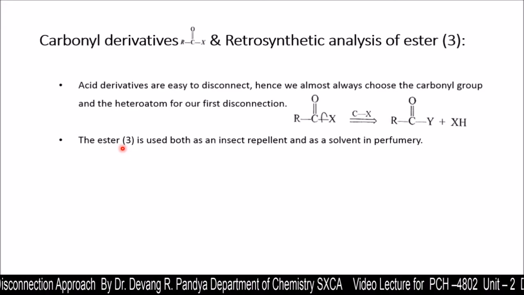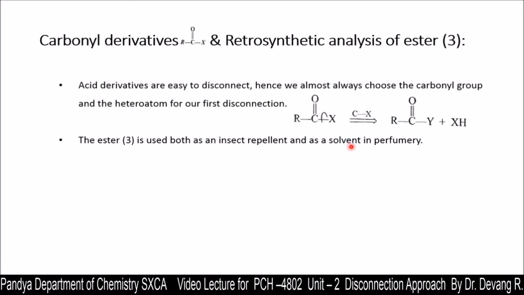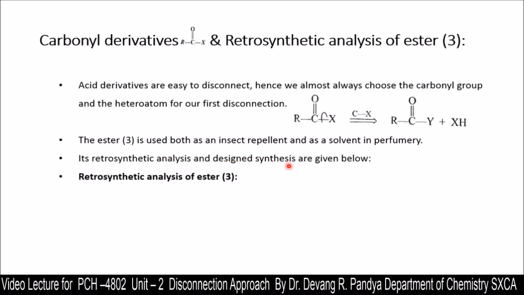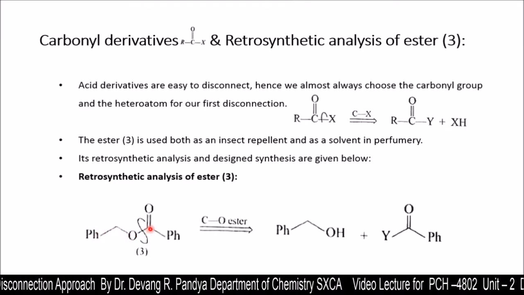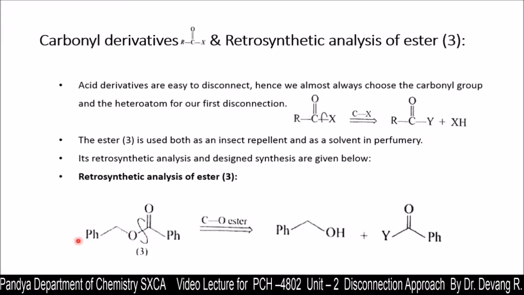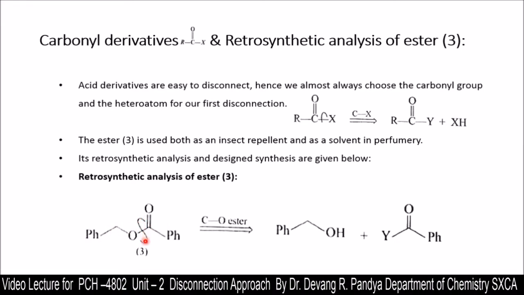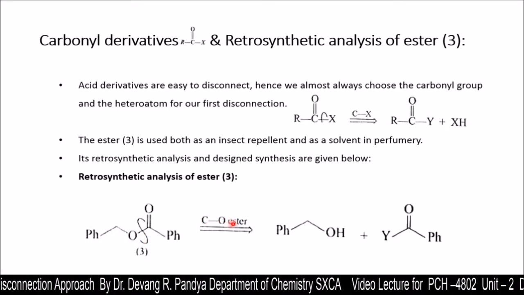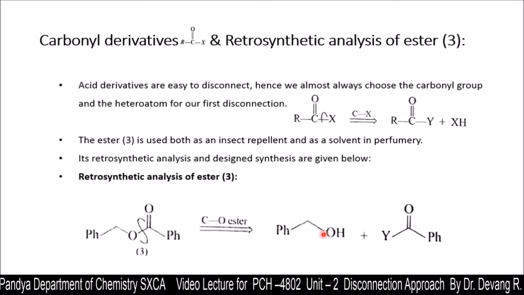The ester, that is structure 3, is used both as an insect repellent and as a solvent in perfumery products. Its retrosynthetic analysis and design synthesis we can see here. This is the retrosynthetic analysis. Here you can see the carbonyl group and then carbon and then the heteroelement, that is oxygen. So we do not need to find another site for disconnection. Our site is pre-decided, and that is this. So we put a wiggly line over here in structure 3. That is the C-O disconnection, and it is going to form the ester in the synthesis. So now we have these two synthetic equivalents.